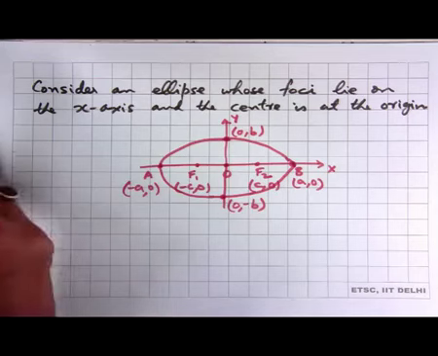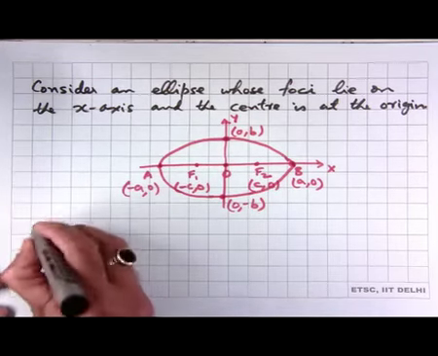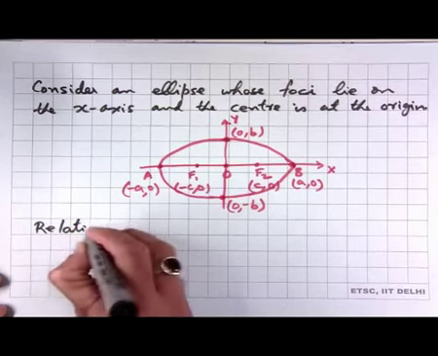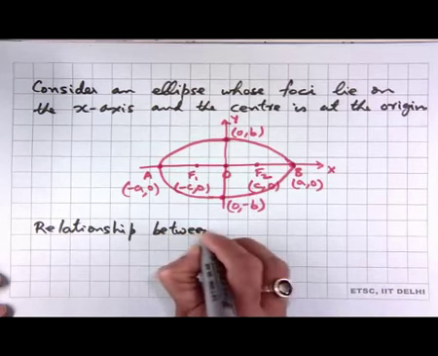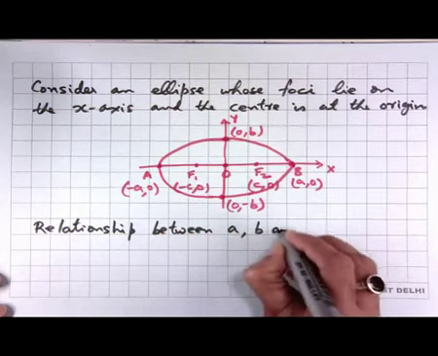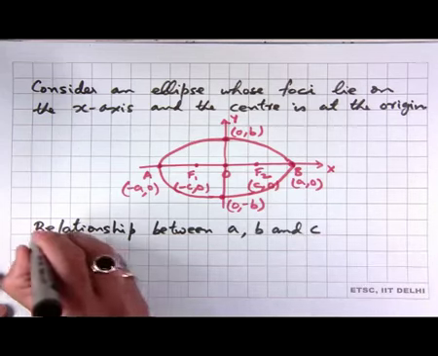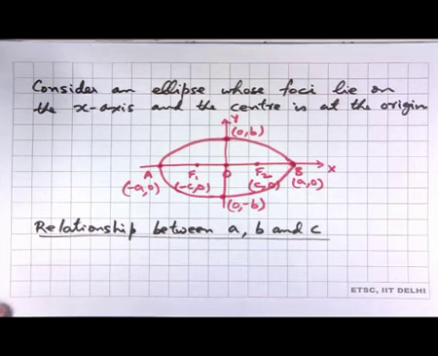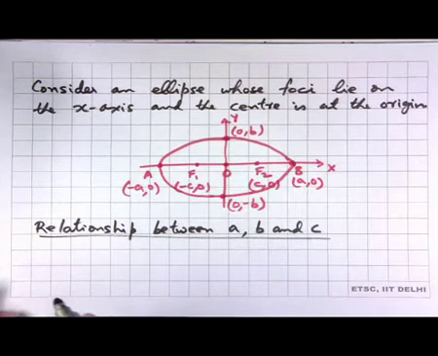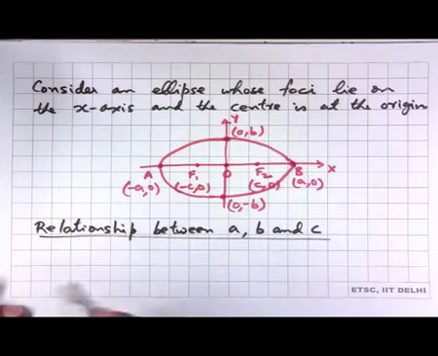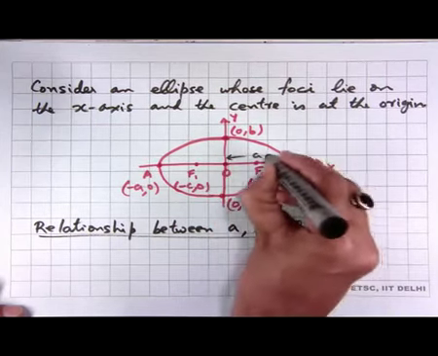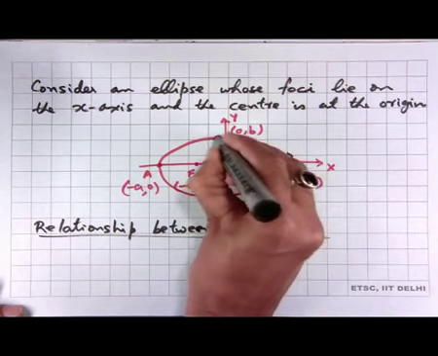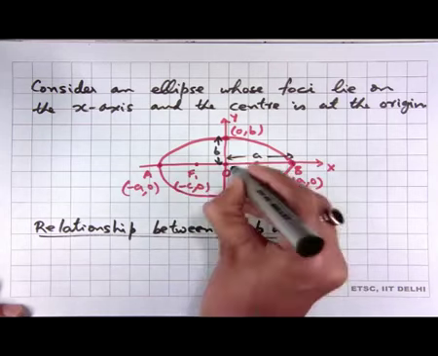So, what is the relationship between a, b and c? a is half of the length of the major axis, b is half of the length of the minor axis, this is a, this is our b, and c is this distance.